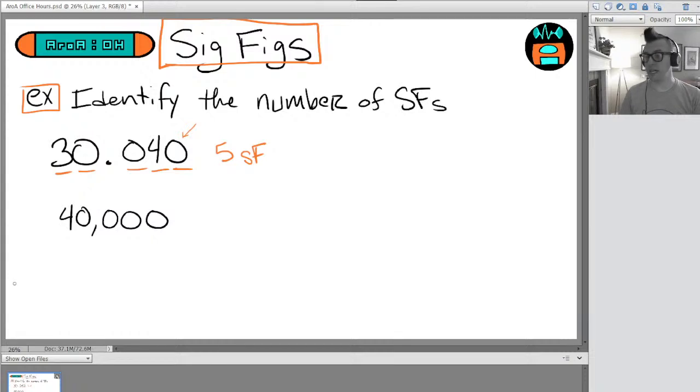Well, we know that every non-zero is significant, so our 4 is significant, and a 0 is significant under 2 instances. First, if it's at the end of the number and to the right of the decimal, it's significant. You'll notice this 0 is at the end of the number, but it's not to the right of the decimal, so it's not significant. Finally, a 0 can be significant if it is in between 2 significant digits, and this number doesn't have any zeros between significant digits. So 40,000 has 1 significant figure.